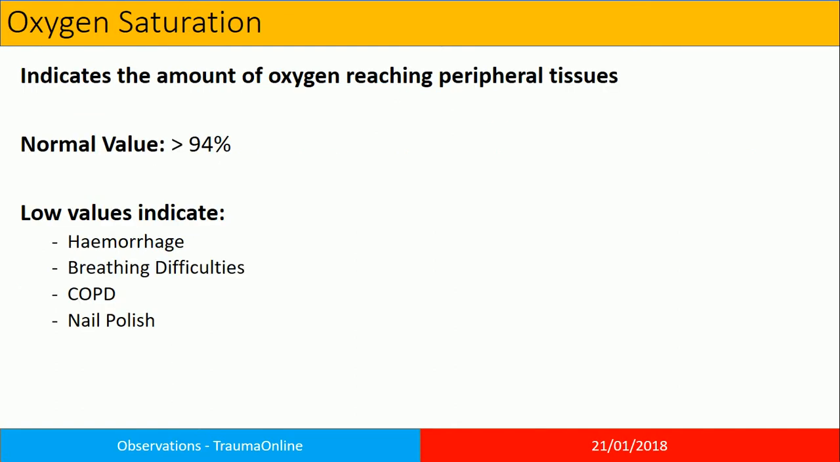The oxygen saturation is the amount of oxygen that is in the patient's blood and reaching the peripheral tissues. This is normally done by placing a probe on the end of a patient's finger to monitor the saturation of the blood with oxygen at that point. You would normally expect this to be above 94%, but it may drop if the patient is bleeding, if they're having some breathing difficulties, or if they've got a long-term pulmonary condition such as COPD, or indeed if they've got nail polish, as it means that the sensor is unable to read as accurately the oxygen saturation through the nail.